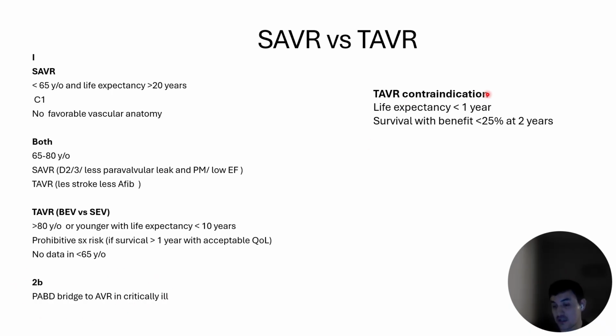TAVR contraindication. This is important. Why? Because it's recommended for more than 80 and life expectancy less than 10 years. But if the life expectancy is less than 1 year, or the survival with benefit is less than 25% at 2 years, TAVR is contraindicated.